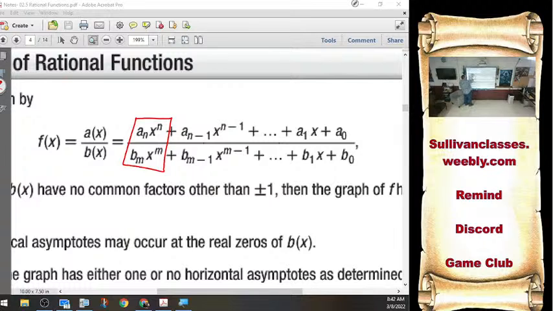Rule number 1, if n is less than m, if the degree of my numerator is smaller, then y equals 0 is going to be my asymptote, my horizontal asymptote. And that's because when I try to divide numerator by denominator, and the denominator is a bigger degree, it goes in there 0 times.